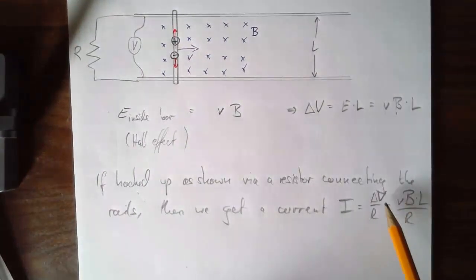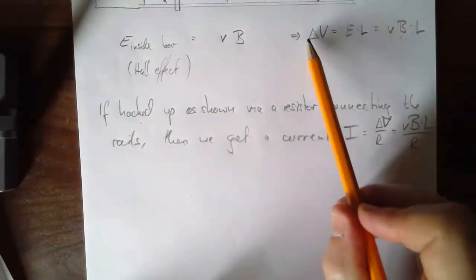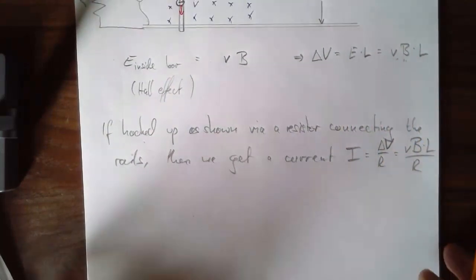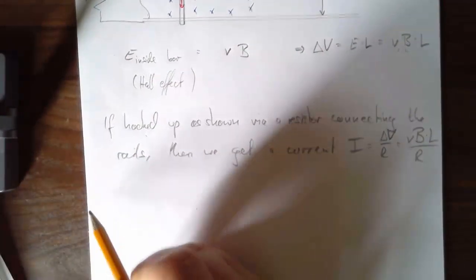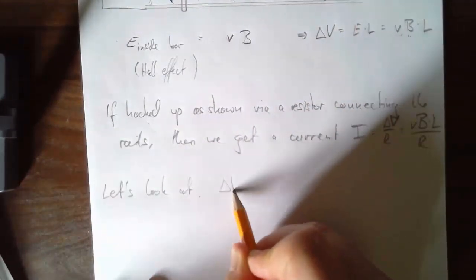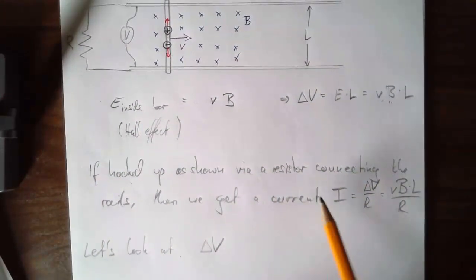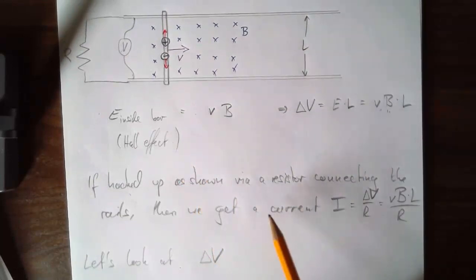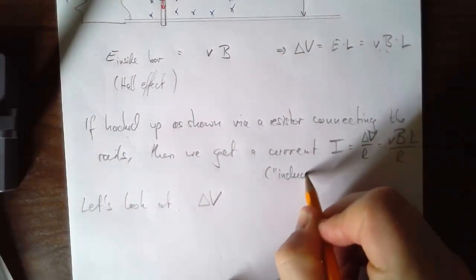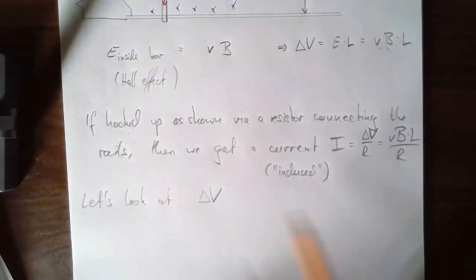So let's analyze this expression in a bit more detail. I want to take this one here. Delta V is the speed times the magnetic field times the length, and I want to figure out how to interpret this. Let's look at delta V, the potential difference. That's my induced EMF. A bit of terminology here: this current that we're getting is induced. It's an induced current, magnetically induced. It's just terminology.